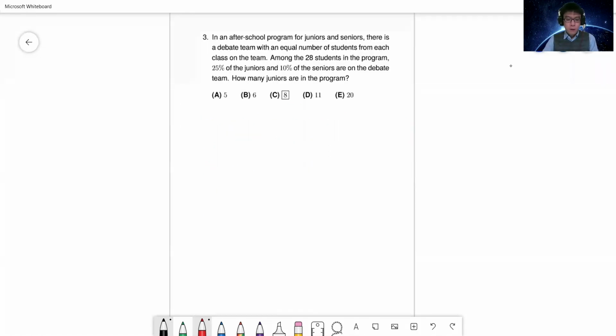Question 3. In the after school program for juniors and seniors, there's a debate team with an equal number of students from each class. Among these 28 students in the program, 25% of the juniors and 10% of seniors are on the debate team. How many juniors are in the program? So here we have the total number 28 in this program. Some are juniors, some are seniors. Let's assume we have X junior students, and accordingly, the senior students should be 28 minus X.